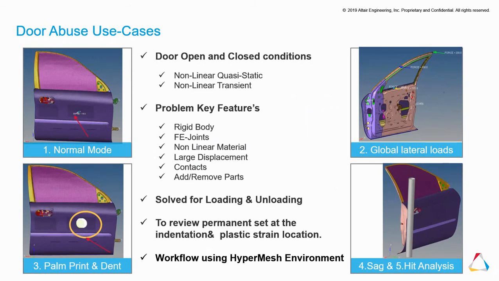We will see about 5 use cases. One of them is the normal mode analysis, that is dynamics, and then we do nonlinear analysis: global lateral, palm print and dent, sag and hit. The key features I will be touching on are the nonlinear quasi-static analysis and nonlinear transient analysis, in the case where the door is open and door is closed. Some of the nonlinear features will be rigid body definitions, some FE joints while the door is moving around, and then nonlinear materials, large displacement, contacts, add and remove parts.